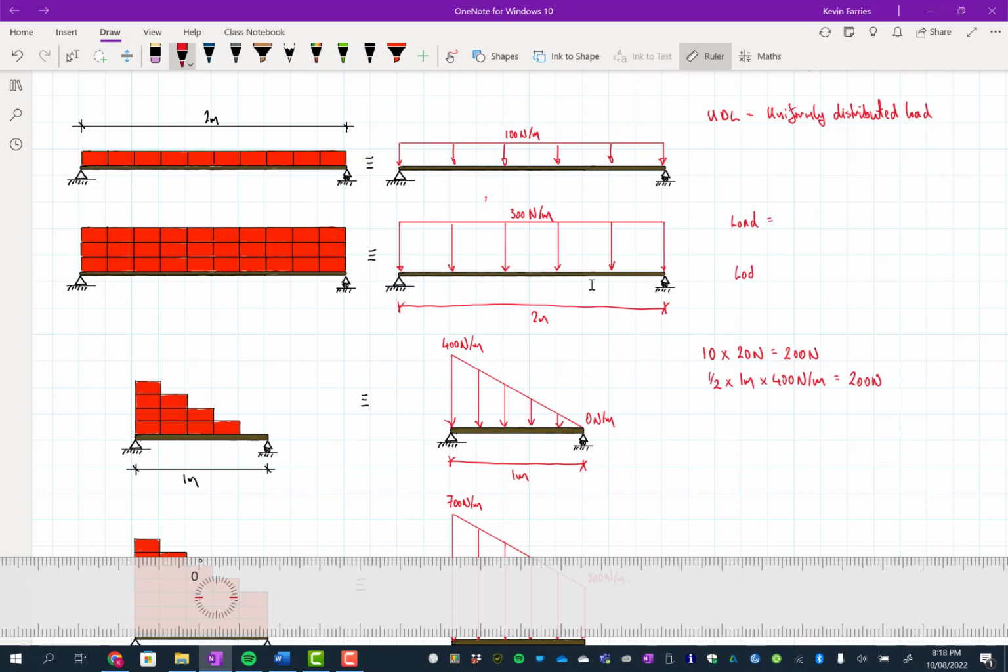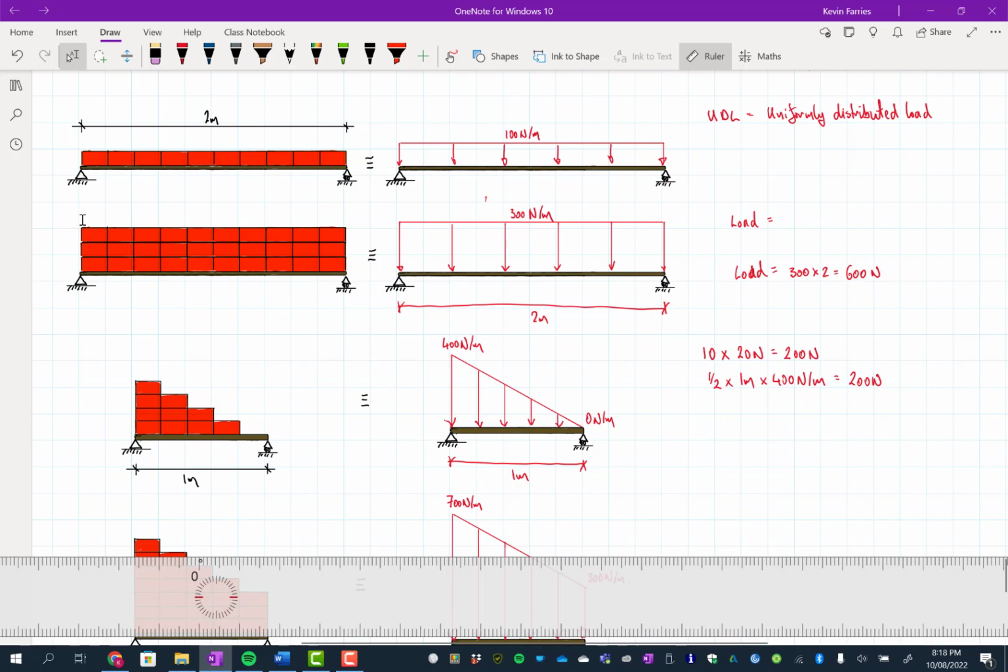Let's do it by the area first. For this one, the load is equal to 300 times 2, which equals 600. We're in newtons, just checking. These units of length are the same as the units of length in this, so that'll work out okay. So 600 newtons. Now, let's have a look at the bricks.